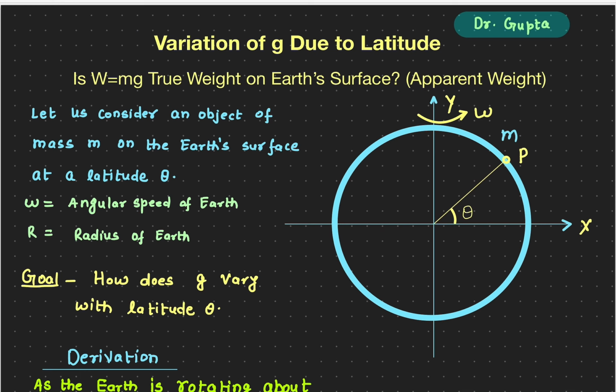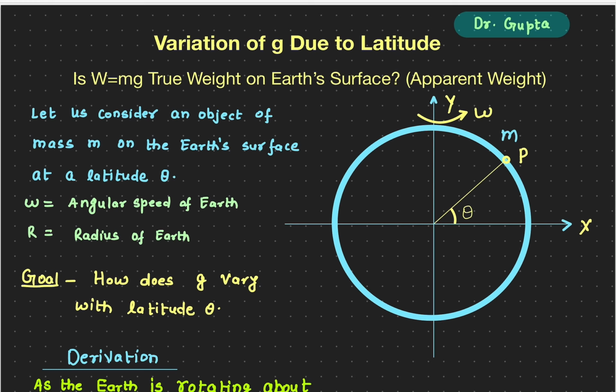In simple words, latitude tells you the south-north or north-south position of the object. For example, at this point P, theta is equal to 0. That means you are on the equator. At this point P, theta is equal to 90 degrees, so you are at the North Pole. Here, theta would be equal to negative 90 degrees, which means you are at the South Pole. So in summary, latitude tells you the position of the object.